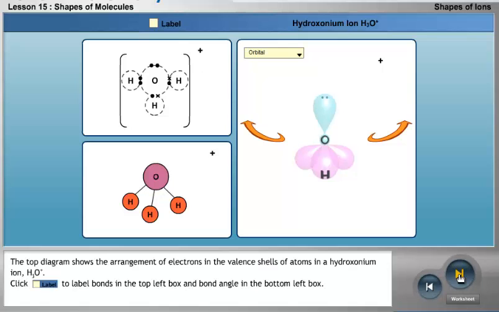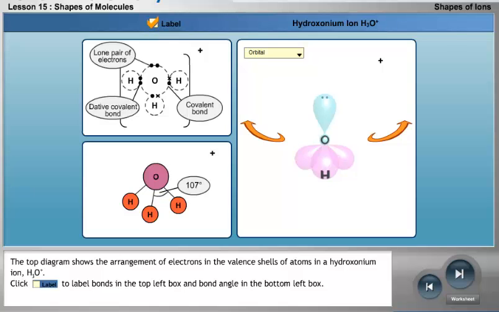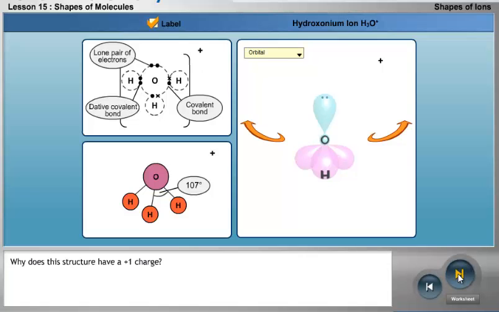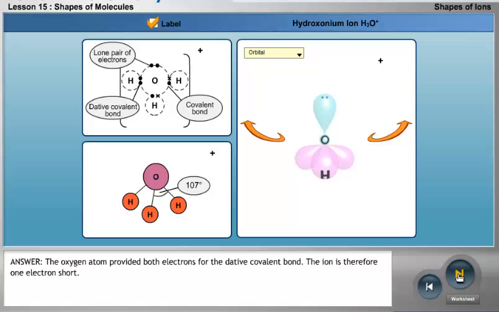The top diagram shows the arrangement of electrons in the valence shells of atoms in a hydroxonium ion, H3O+. Click the Labels box to label bonds in the top left box and bond angle in the bottom left box. Why does this structure have a positive 1 charge? Answer: the oxygen atom provided both electrons for the dative covalent bond. The ion is therefore 1 electron short.